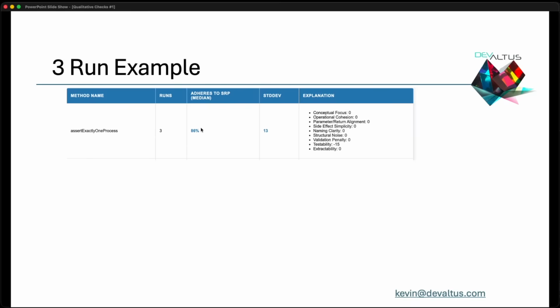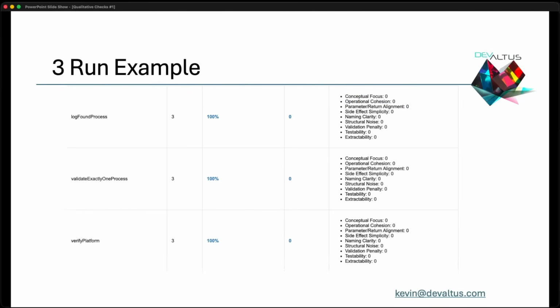And it's got 86% with a standard deviation of 13. 86% is something that is relatively okay. That standard deviation is pretty high, though. That would actually put me beneath that 75% if I took it all the way to the extreme. However, if you look at the 3 runs that I found previously with the validate exactly one process, verified platform, and log processes found, you'll see that there's 0. That's really what you're looking for.